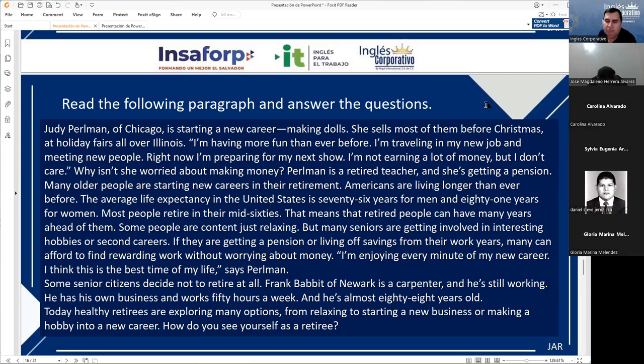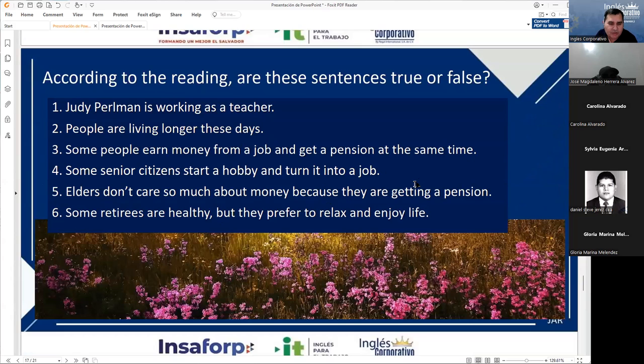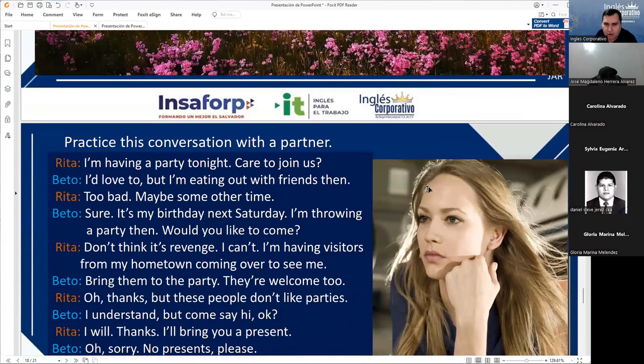Retiree es una persona retirada, okay? So retiree. So this is the paragraph. And then you will answer this question. The last is the conversation.